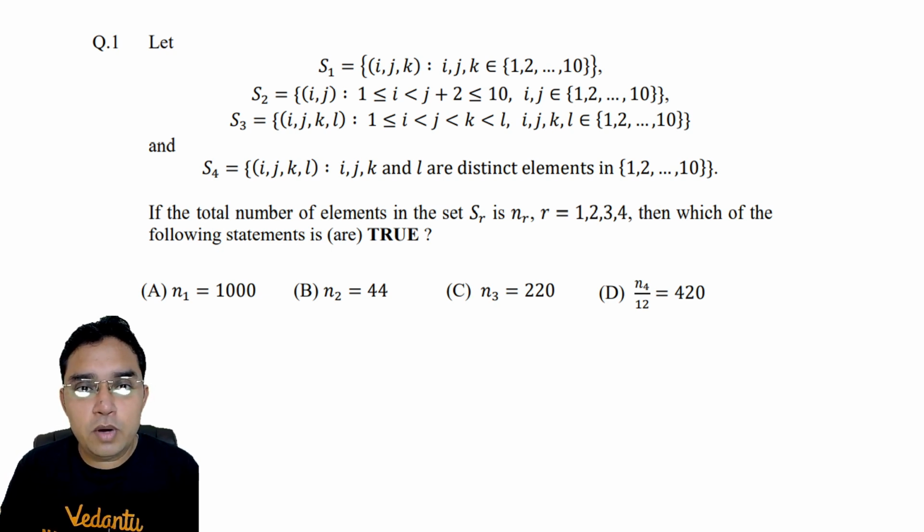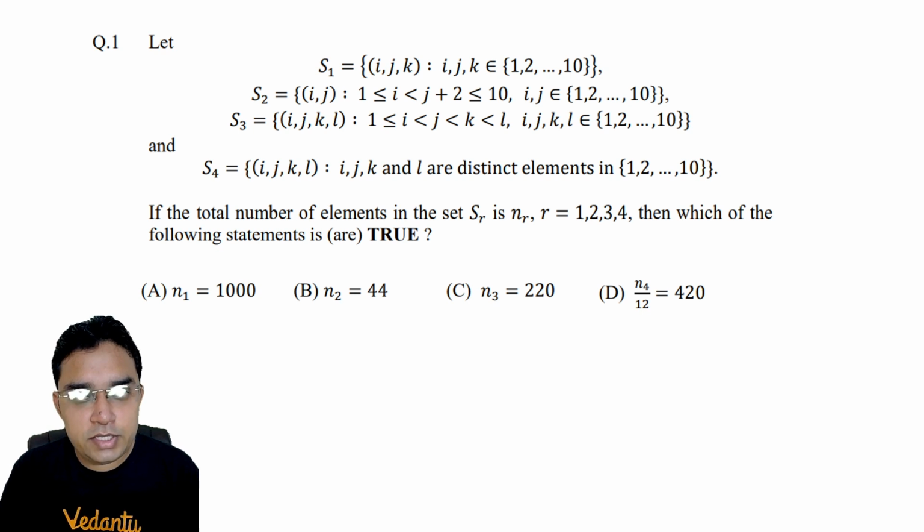Let S1 is equal to ijk such that ijk belongs to 1 to up to 10. S2 is a set I comma j such that 1 less than or equal to I less than j plus 2 less than or equal to 10. I comma j belongs to 1 to 10. S3 is equal to ijkl where 1 is less than or equal to I less than j less than k less than l. I j k l belongs to 1 to 10.